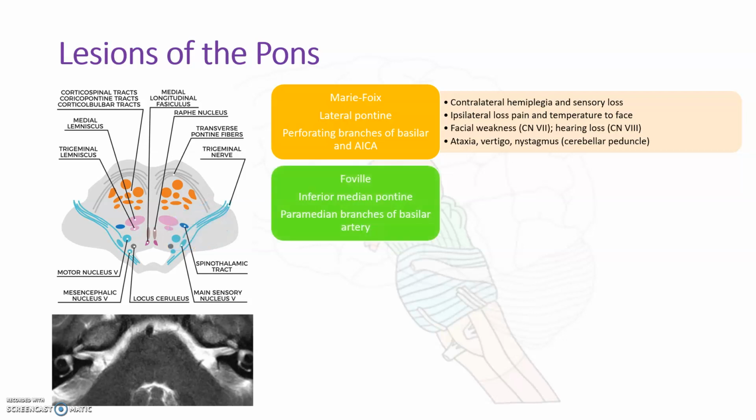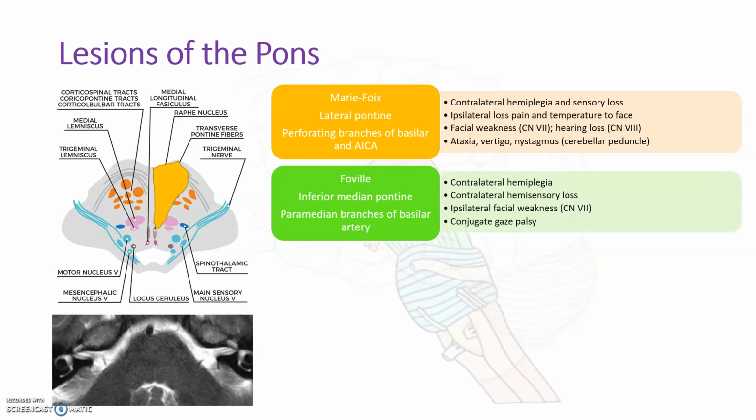Then we have the inferior median pontine syndrome due to obstruction of the paramedian branches of the basilar artery. The yellow area giving us contralateral hemiplegia because of the involvement of the long tracts, contralateral hemisensory loss for the same reason, ipsilateral facial weakness because of the involvement of the nucleus of the seventh nerve, and a conjugate gaze palsy as well.